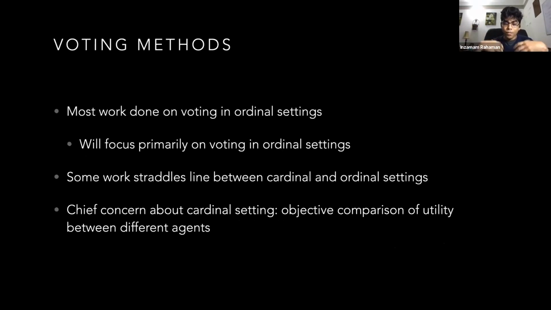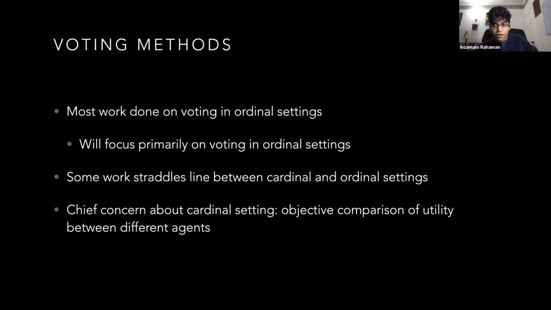Most work in COMSOC in the voting theory aspect tends to be done in ordinal settings, and we'll primarily focus on these ordinal settings, right? There's some work that straddles the line between these cardinal and ordinal settings. For example, there's some recent work on a particular sort of facility location problem where you presume that both candidates and voters are embedded in some sort of metric space, and all you have access to are the points in which the candidates reside in the metric space, and the ordinal relationship of preferences of voters. You want to be able to minimize a particular cardinally defined relationship given this ordinal information, preventing what's called metric distortion. So there's some interesting work straddling those lines.